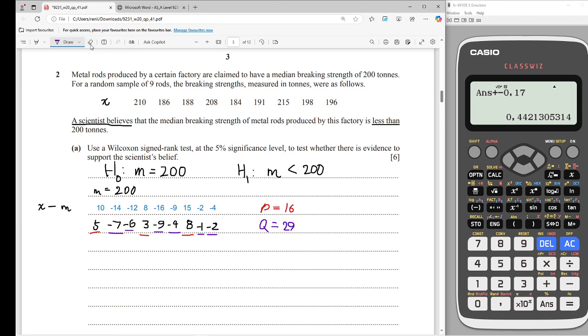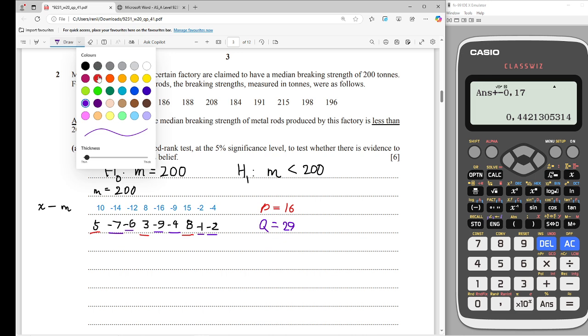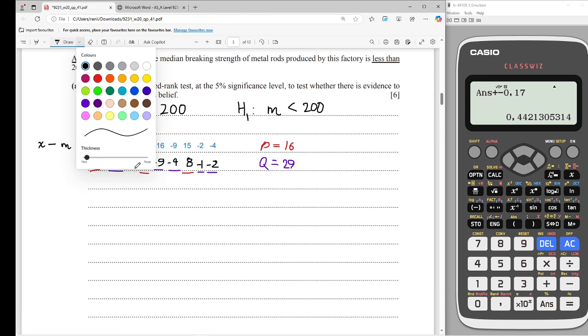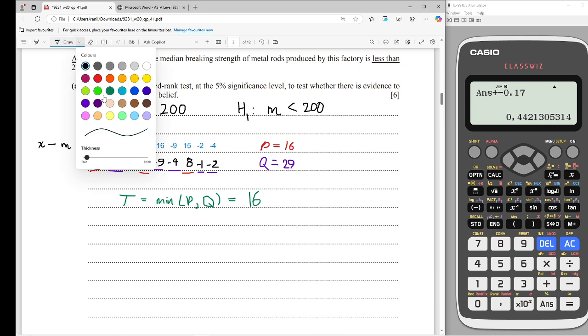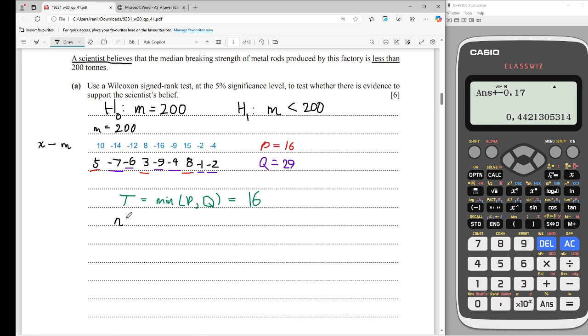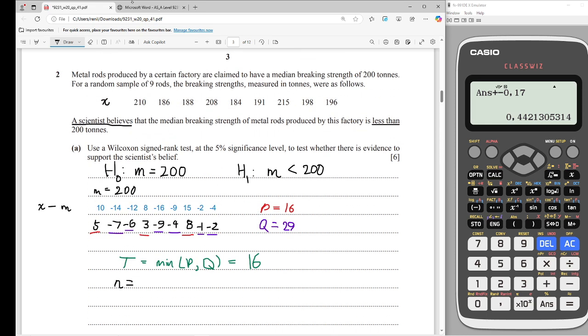29. Our test statistic, which is represented by the letter T, let's write this as a formula. So T is equal to the minimum of P comma Q, which is equal to the minimum. What's the minimum value here, P or Q? 16 or 29? It's going to be 16. So this is our test statistic, 16. Okay, next we have to just state the number of samples, which is equal to 9.